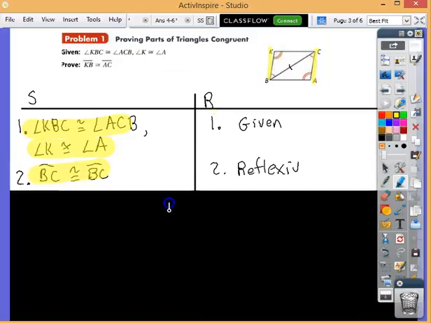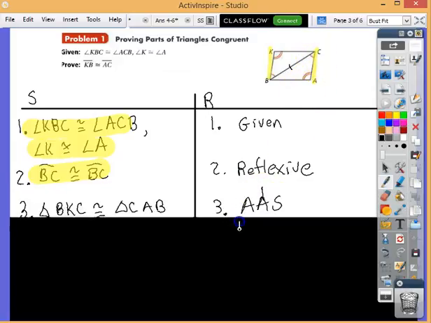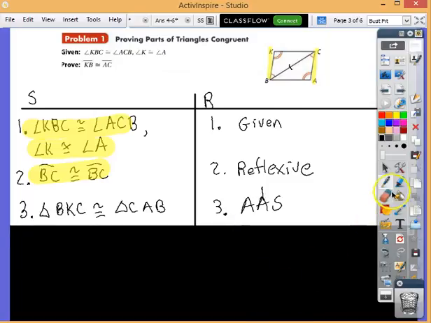And I see a side there. BC is congruent to itself by reflexive. So since BC is congruent to itself by reflexive, that actually gives me the third piece of information that I needed, the side. So I have angle, angle, side, angle, angle, side. I now know that the two triangles are congruent by angle, angle, side.